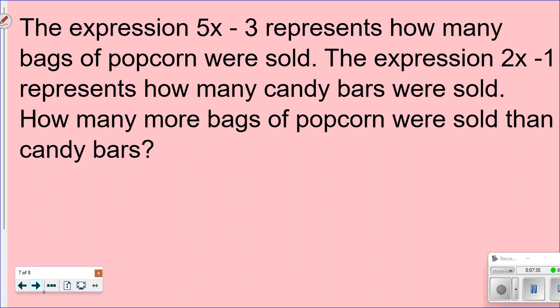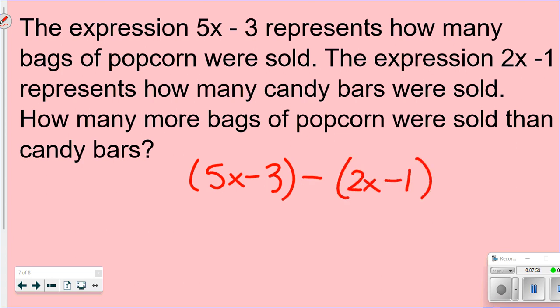This says the expression 5x minus 3 represents how many bags of popcorn were sold. The expression 2x minus 1 represents how many candy bars were sold. How many more bags of popcorn were sold than candy bars? So pretty simple to figure out that we're subtracting because you want to know how many more. So it would just be 5x minus 3 minus 2x minus 1. Do your subtraction. Keep, change, change is needed in this one because you have a subtraction here, subtraction here, subtraction here. So let's erase those.